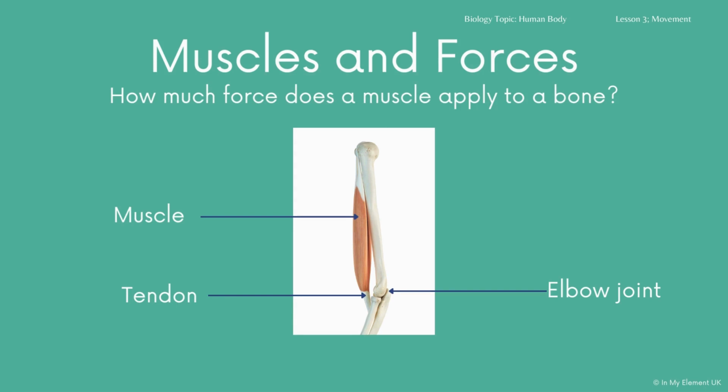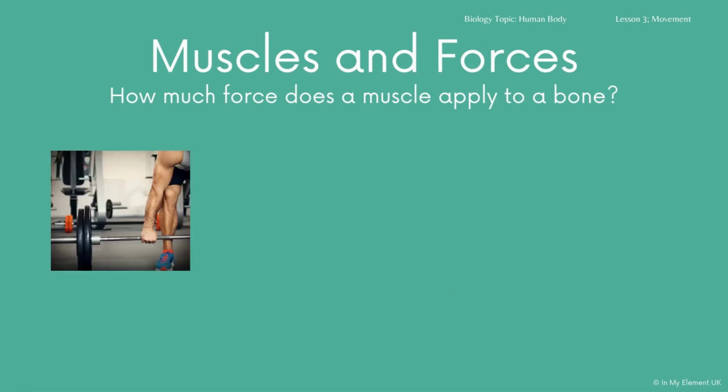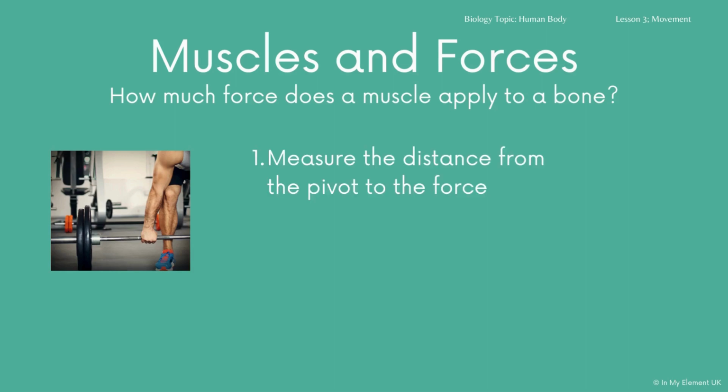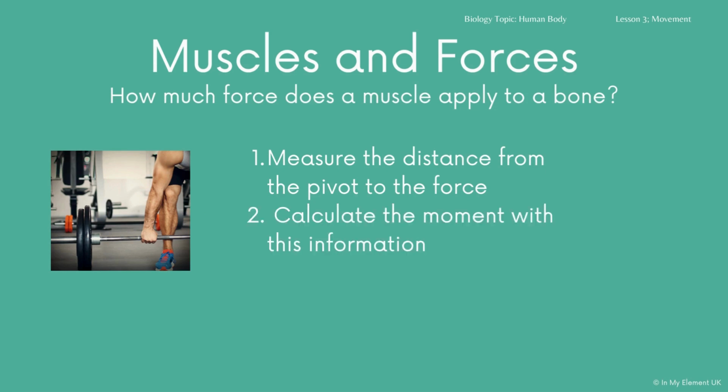So to work out how much force is applied, you've got to do several things. First of all, you've got to measure the distance from the pivot to the force. Then you've got to calculate the moment with that information. To work that out, the moment equals the force multiplied by the perpendicular distance.